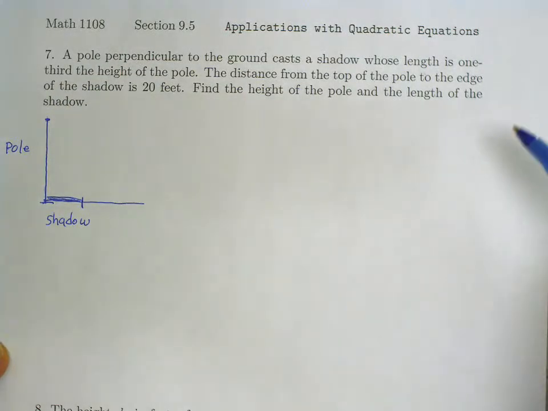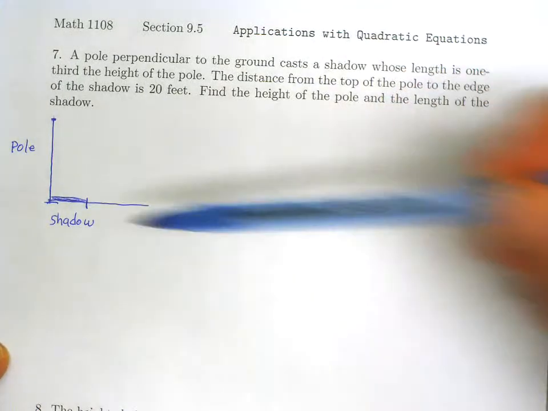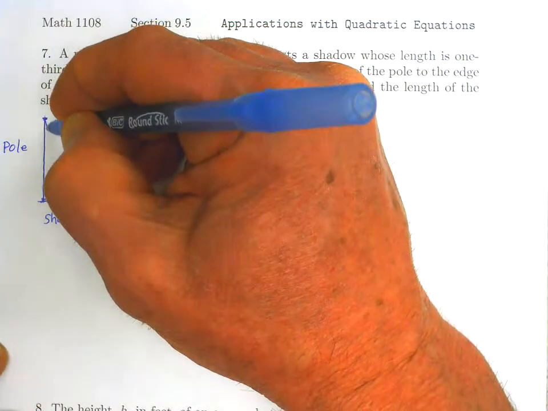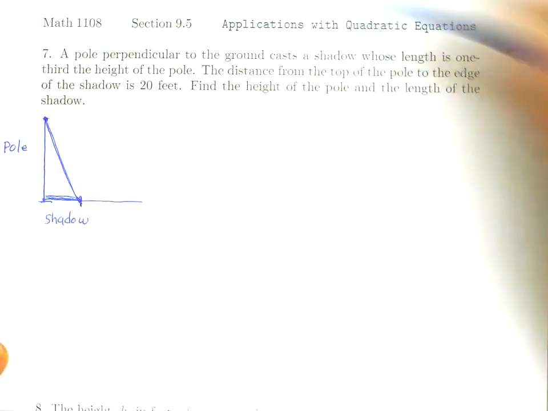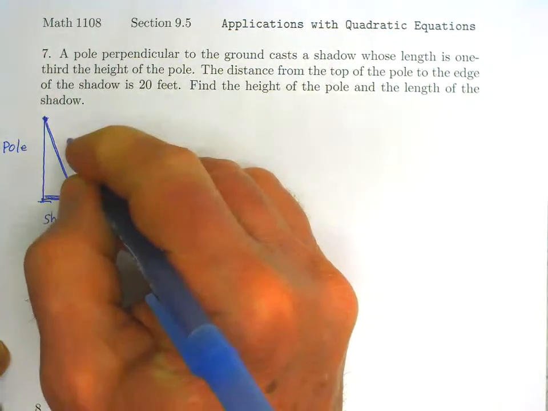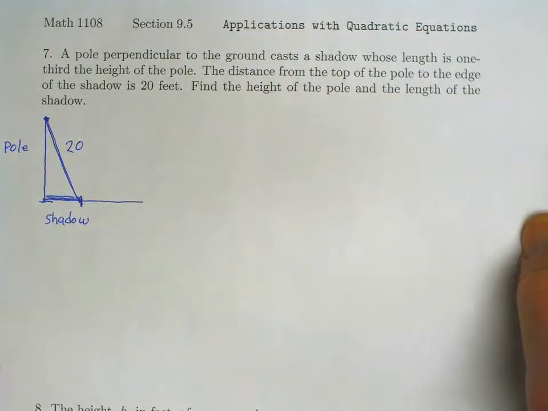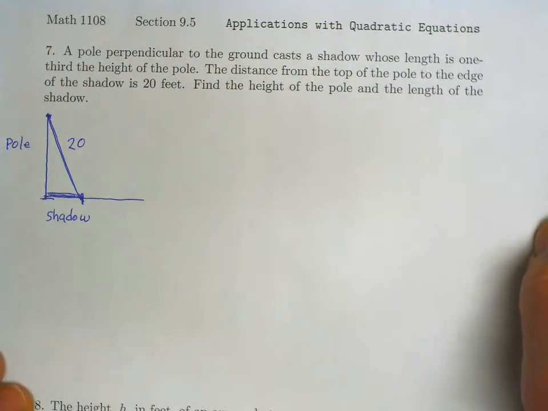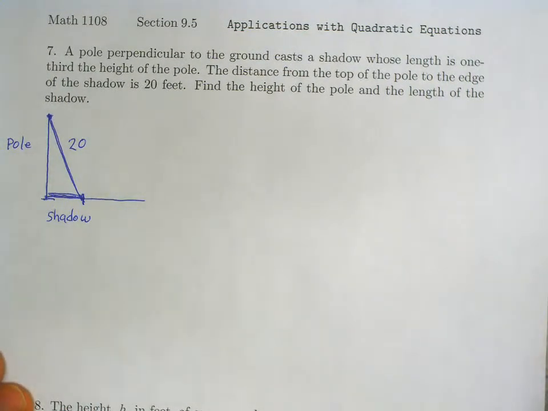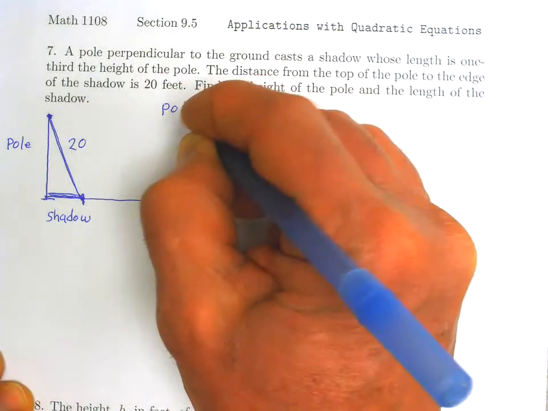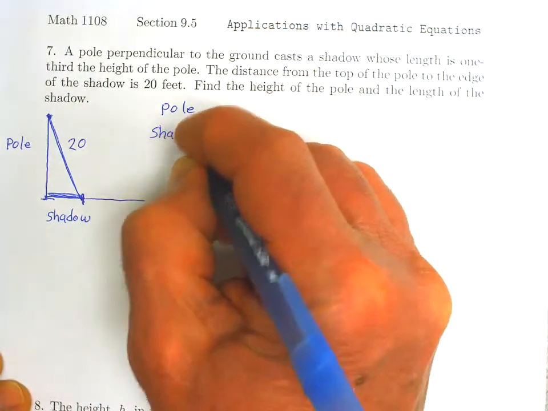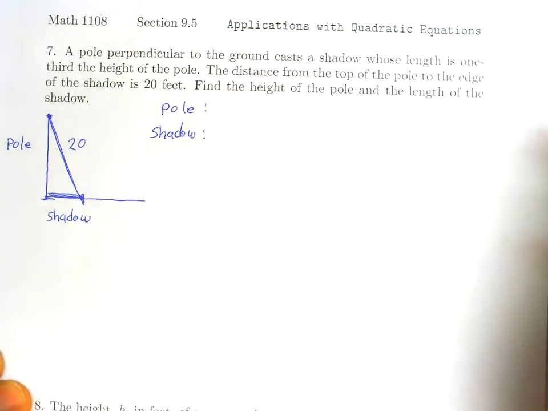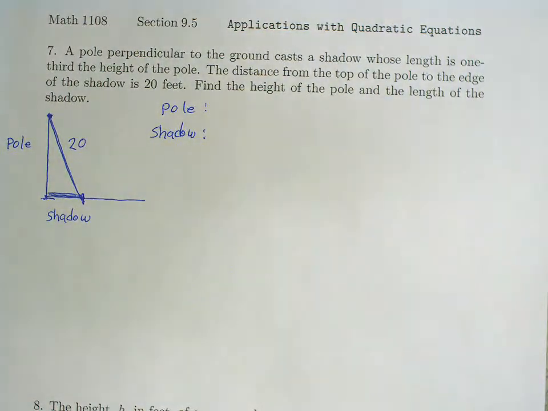Okay, then we're told that the distance from the top of the pole to the edge of the shadow is 20 feet. So if we draw a line segment that connects the top of the pole to the edge of the shadow, we're told that that's 20 feet. Find the height of the pole and the length of the shadow. So let's pick a variable for either the pole or the shadow, and then use the same variable and the information to describe the other quantities.